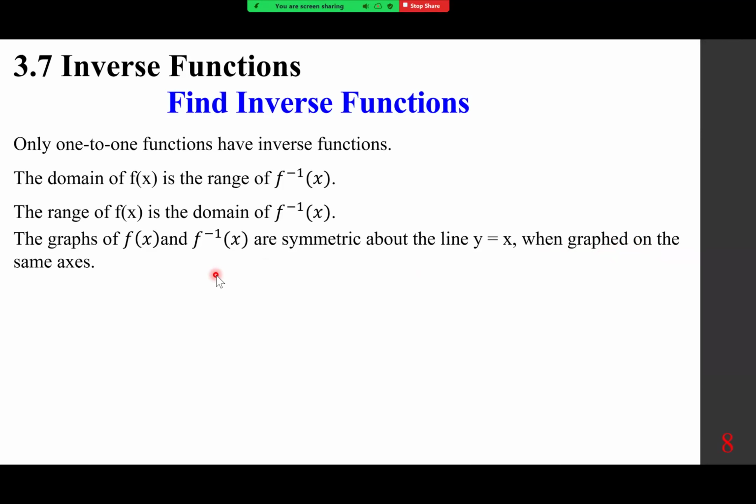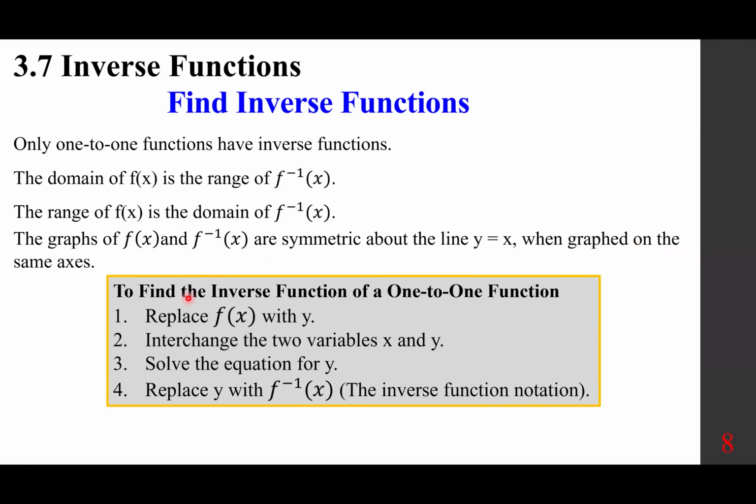So these are some properties we should know. To find the inverse function of a one-to-one function, replace f of x with y. We do that because it makes it easier to work with. Interchange, and that's the key, interchange the two variables x and y. And right at this step, we do have the inverse.